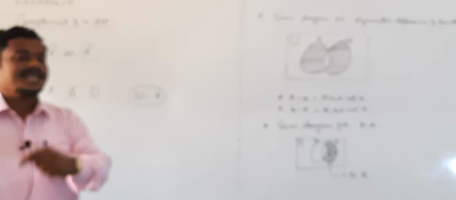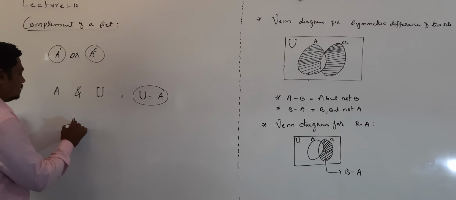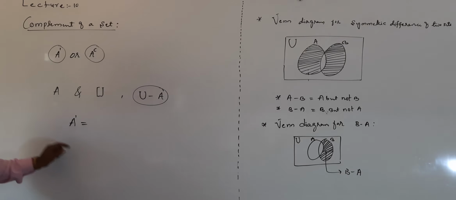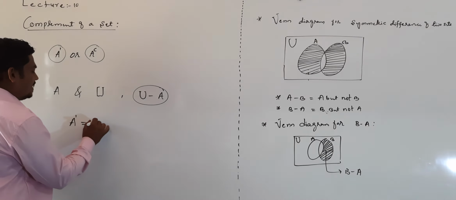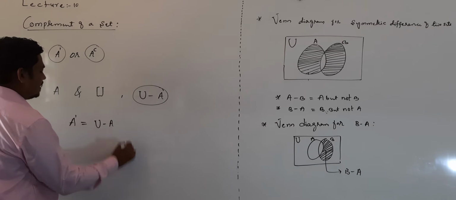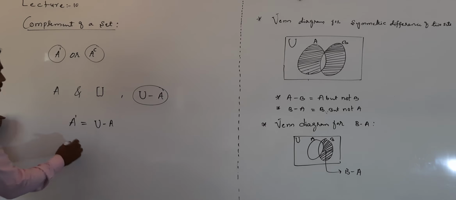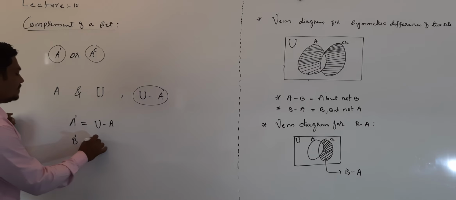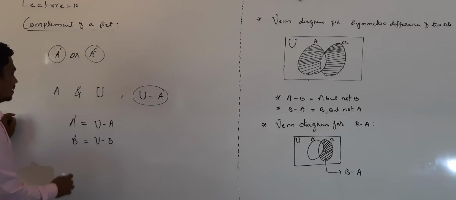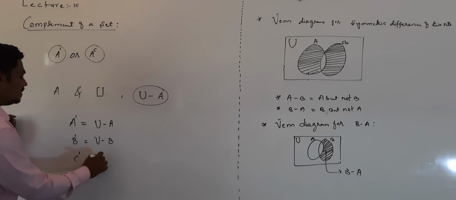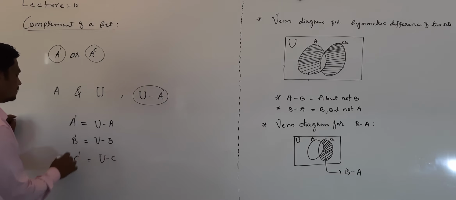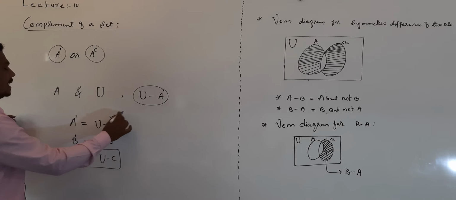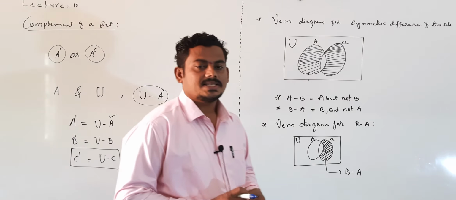Let A be any set and U be the universal set, then the set U minus A is called a complement. What is A complement? A complement means universal set minus given set. If you want B complement, what is the definition of B complement? B complement means U minus B. If you want C complement, then it will be U minus C. It is the definition of complement of a set.